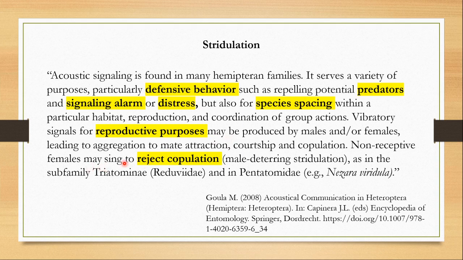Non-receptive females may sing to reject copulation. So if they do not want copulation, if they want to avoid the male, then they can do male deterring stridulation. It is found in subfamily Triatominae and in Pentatomidae. This information is quoted from this paper.